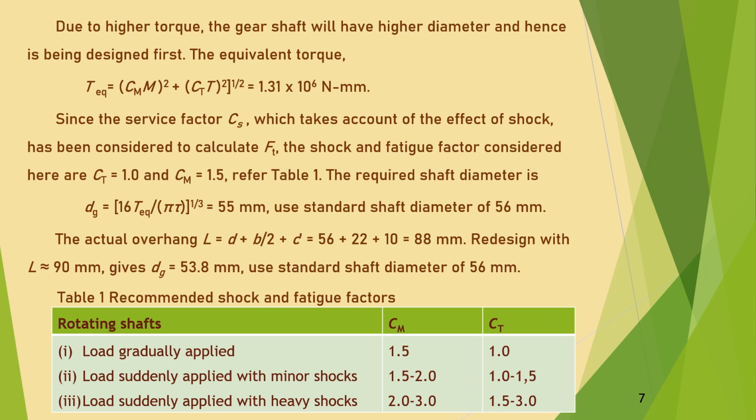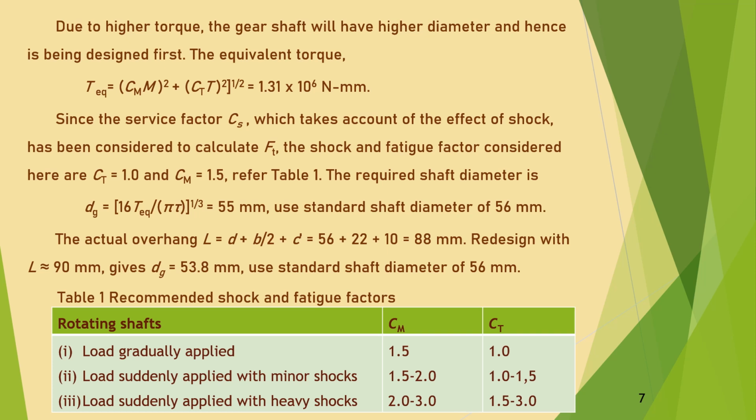The gear shaft is subjected to a higher torque while the bending moment is the same for both the shafts. Hence, the gear shaft will have a larger diameter and is designed first. The equivalent torque can be calculated from the equation given here, where Cm and Ct are shock and fatigue factors to be taken from table 1.